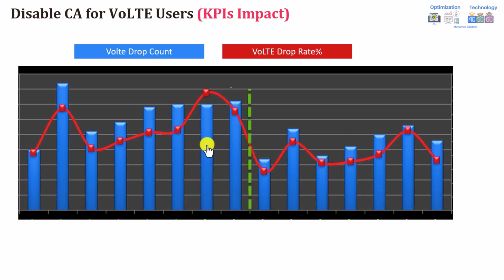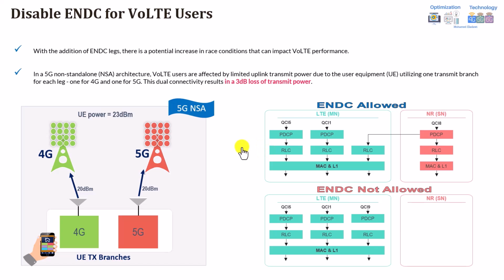But in general, it's being recommended to disable the carrier aggregation for VoLTE users. So let's move to the next feature. Actually, the next parameter is exactly the same concept as the carrier aggregation. It's for the NSA users. If you have 5G NSA or ENDC, it's also being recommended to disable that.